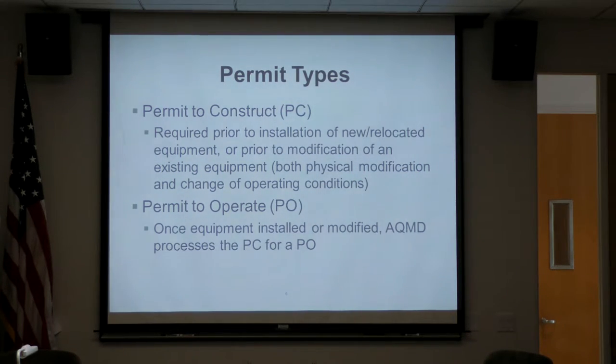The second type of permit is the permit to operate, and this is when AQMD processes your permit to construct for a permit to operate. So basically in a permit to construct, there is a condition where compliance has to notify AQMD once the installation or modification has been completed. Once we give them that notification, your permit to construct serves as your temporary permit to operate. In the meantime, AQMD removes any unnecessary conditions that were more applicable for the construction phase and may include more record-keeping requirements in your permit to operate.